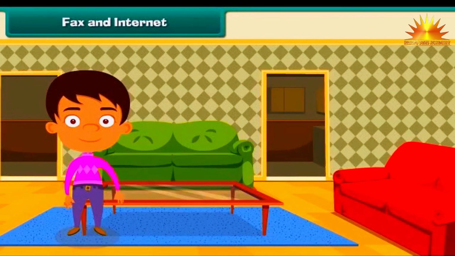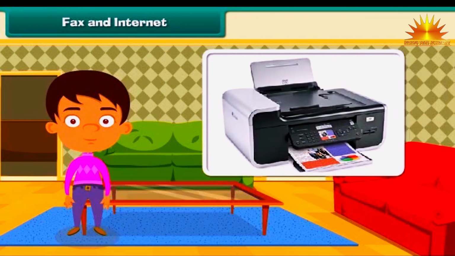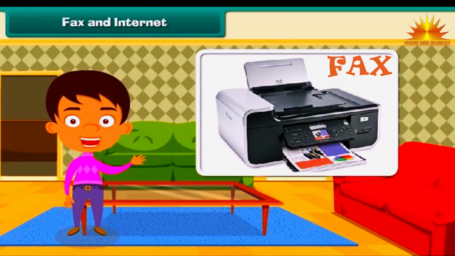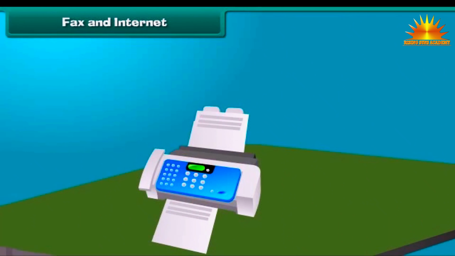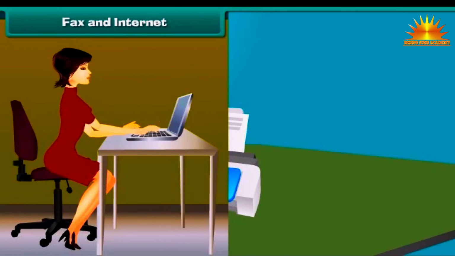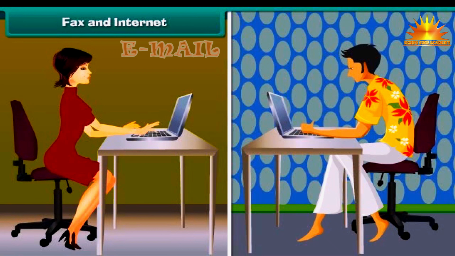The first means of modern communication is facsimile or fax. Actually, this is an electronic device that sends handwritten or printed messages like letters, diagrams, graphs, and sketches instantly. Do you know how a fax machine works? By using telephone lines, the fax machine sends the exact copy of the document to another fax machine at the receiving end.